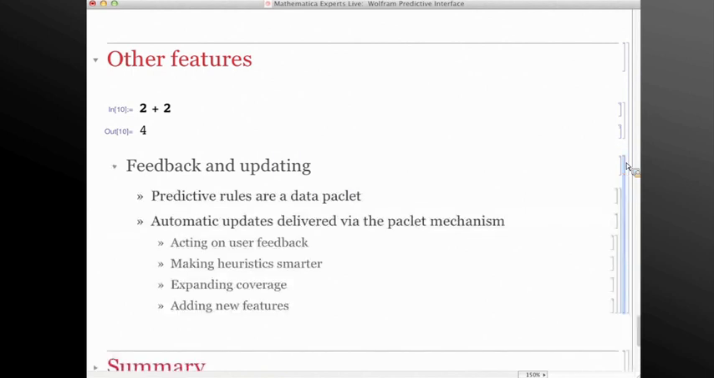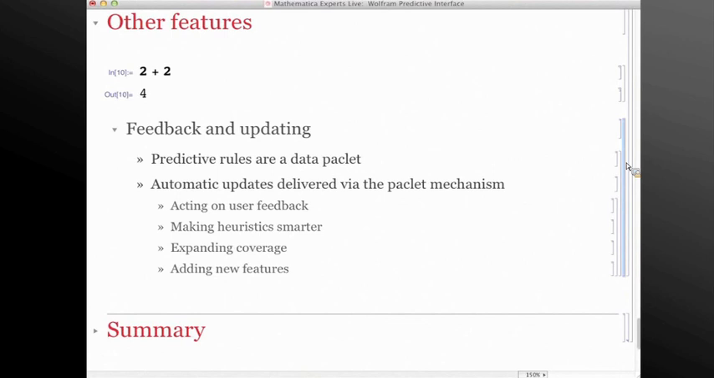By the way, if you do submit feedback through the feedback feature, you might be surprised at how frequently you're going to get updates to the predictive interface framework. So it's not the case that you'll have to wait for the next release of Mathematica to get new predictions in your Mathematica. The predictive rules are implemented as a data packlet. For those of you that don't know what a data packlet is, that's fine. It just means that we can stream out new versions of this from our servers that your Mathematica will automatically take advantage of. So you might get new predictions from one day to the next just by launching Mathematica and using it in the typical way. And so we can act on this feedback in a very timely manner. We can make our heuristics smarter, and so on.